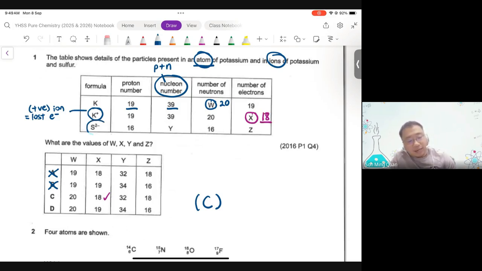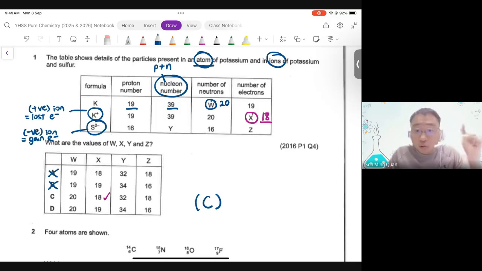On the other hand, a negative ion, an anion, means it has gained electrons. So S2 minus is doubly negative. If it's double negative, it gained 2 valence electrons. Therefore, Z must be 2 more than the proton number. So this is 18 as well. So the answer is C. If you didn't choose C, that means you did not understand ions, meaning revise chapter 3, atomic structure.